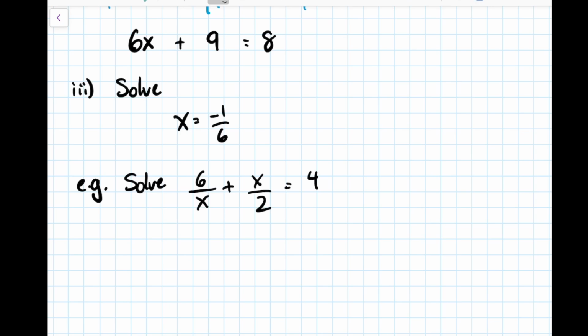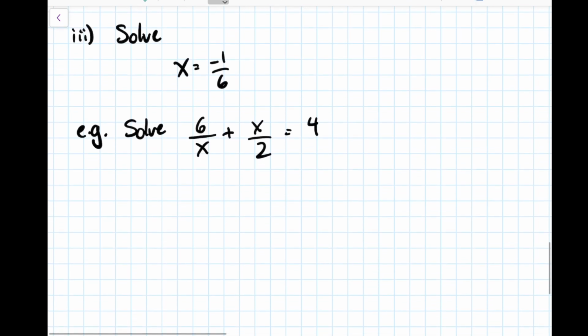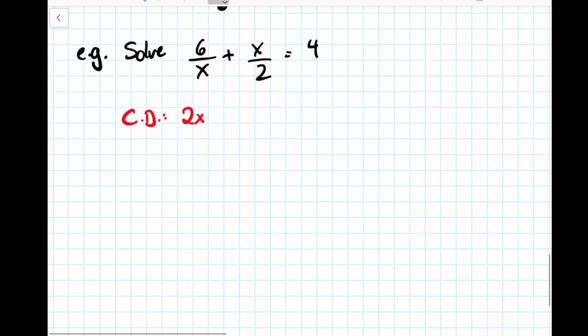So our common denominator here, remember, it's just going to be all of the different factors from all of your different denominators multiplied together. So in this case, our common denominator is just going to be 2x. And so I'm going to get that common denominator. And remember, you do that by just multiplying every denominator by what it's missing. So my first denominator is missing the 2.